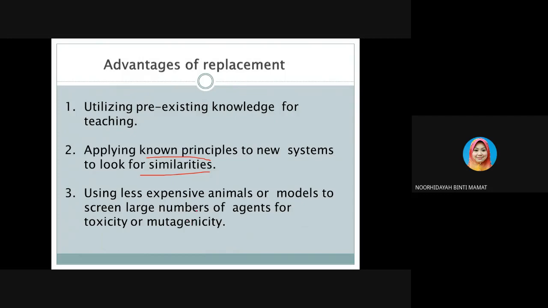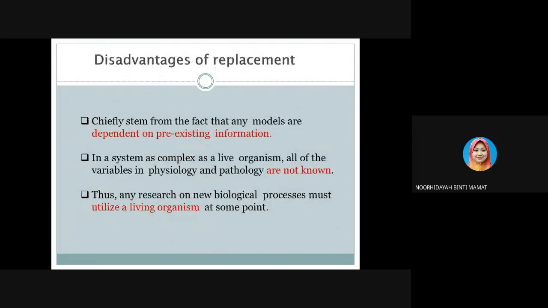Animals are expensive materials that we use in certain research. Even though we have the advantage of replacement, the alternative or replacement also has disadvantages. The first disadvantage of replacement is that it depends on pre-existing information.